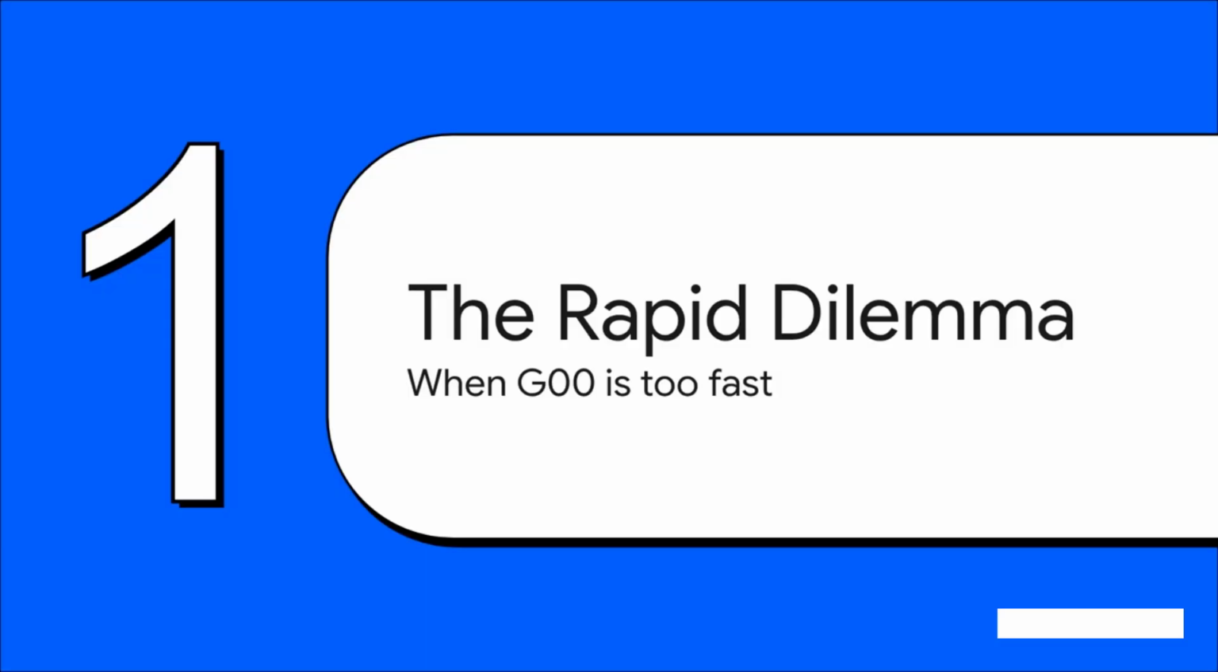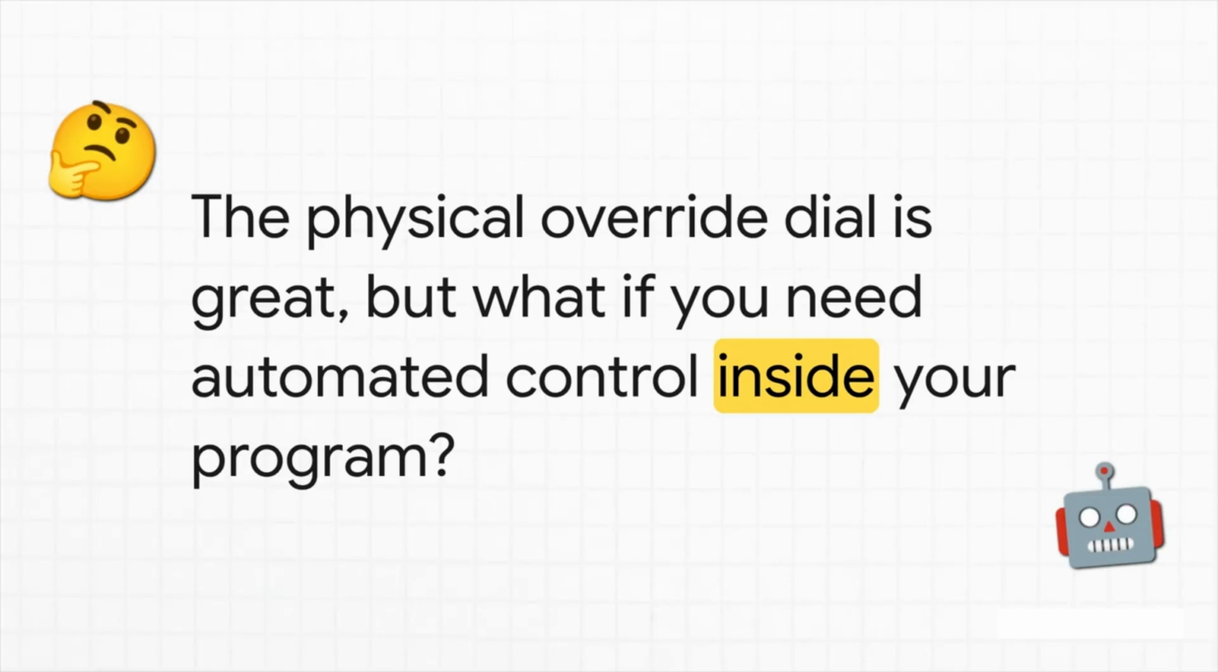And that's really the problem we're tackling. Sometimes G0 is just, well, it's too darn fast for comfort. You need something more reliable and more predictable than just frantically spinning a dial at the last second. Look, the physical override dial is great. We all use it, it's essential. But what if you didn't have to rely on it?